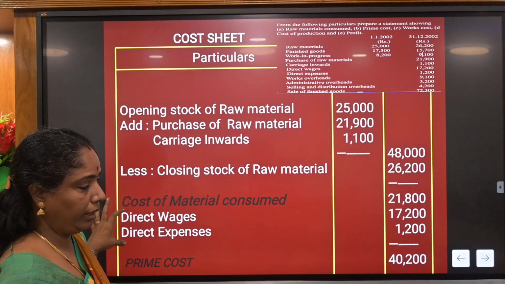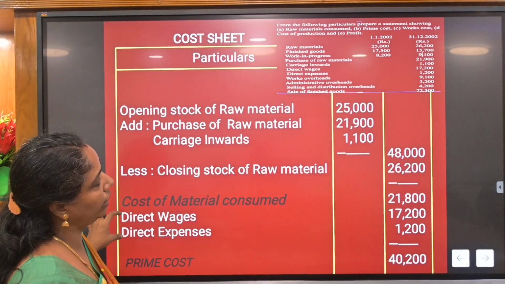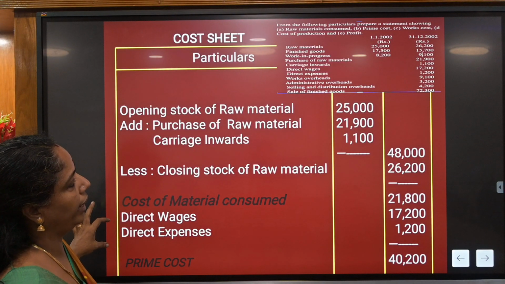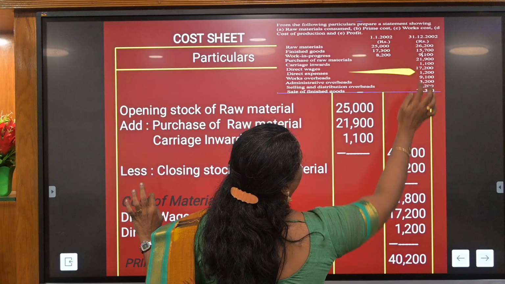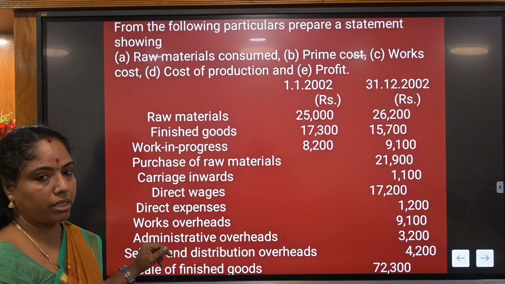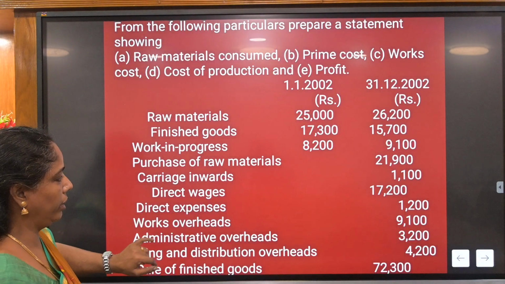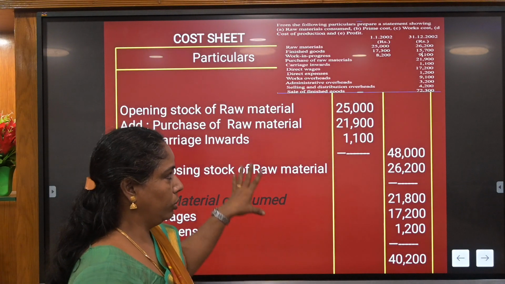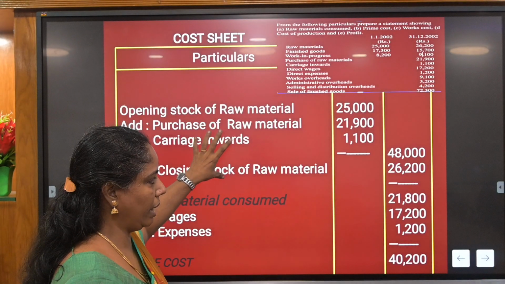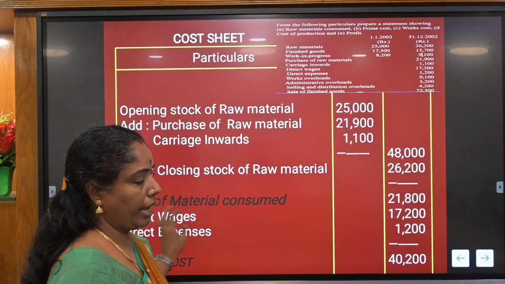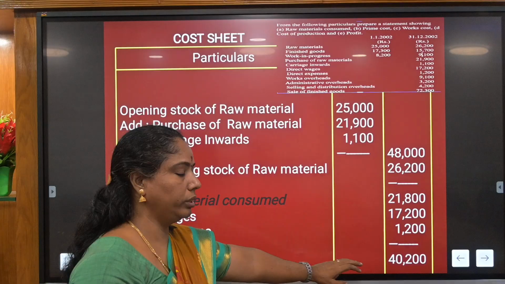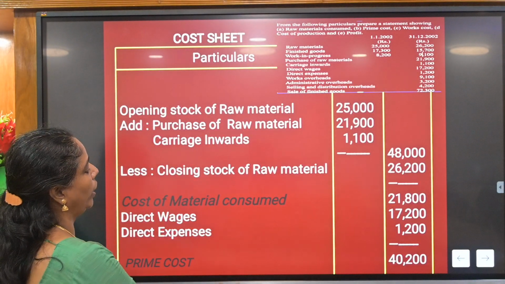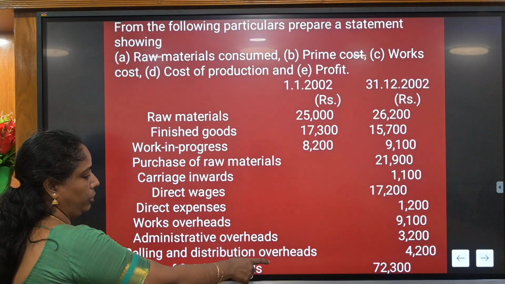Then we have to add direct wages. Direct wages in the sum is 17,200. Then direct expenses, that is 1,200. So totally 40,200. So raw material information we have done. Then direct wages, direct expenses. If we add all these things, we will get prime cost, that is 40,200.